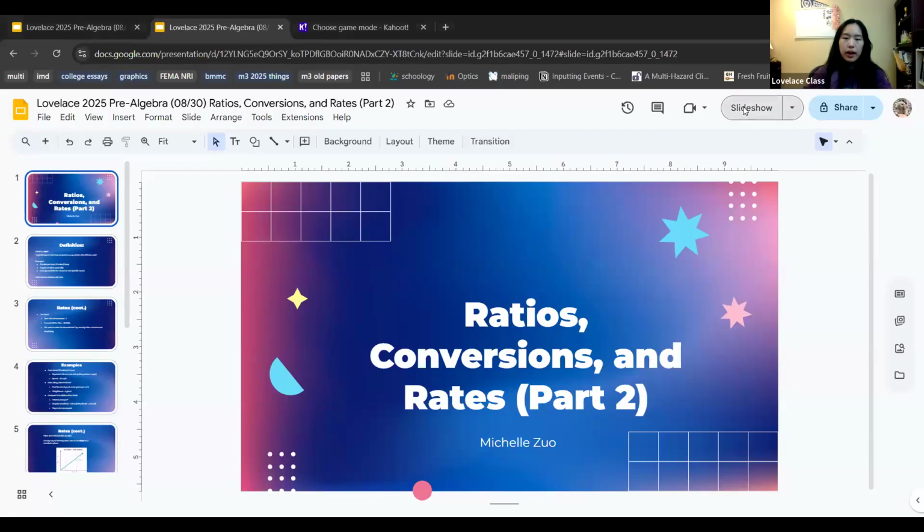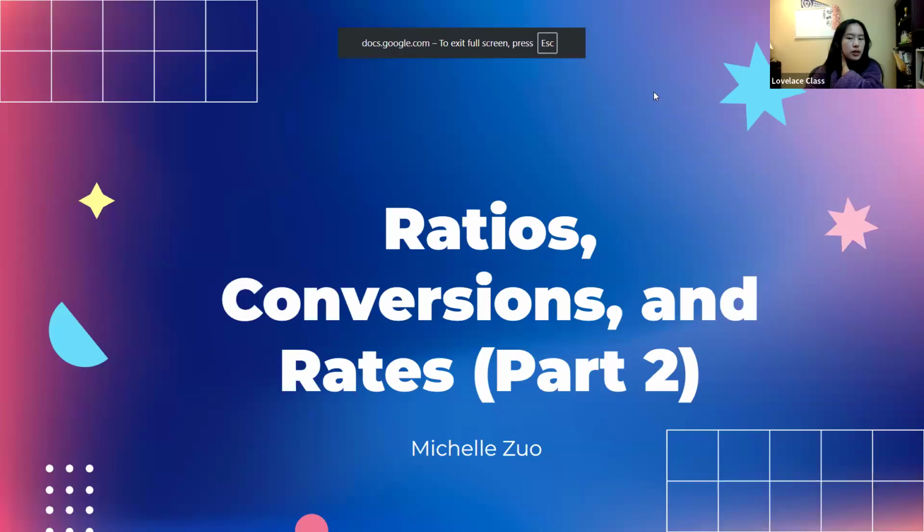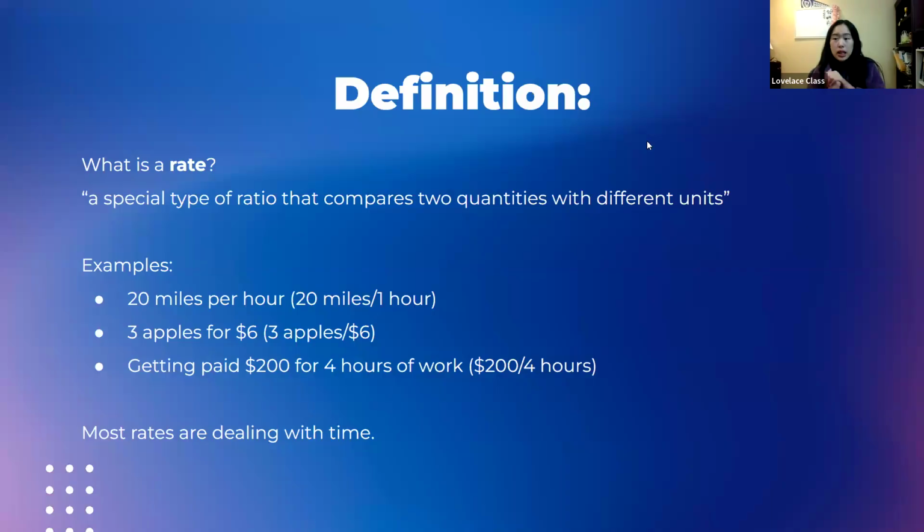Okay, so yeah, we're gonna start with ratios, conversions, and rates part two. Today we're talking about the rates aspect. Last time we went over ratios and conversions, and ratios is when we compare two quantities, right? So rates is kind of building on ratios. A rate is a special type of ratio, which compares two quantities, but they have different units. And I think you guys are probably more familiar with rates than you think you are.